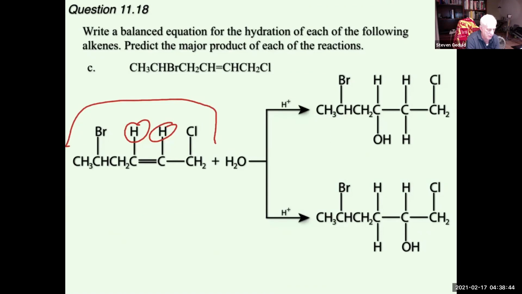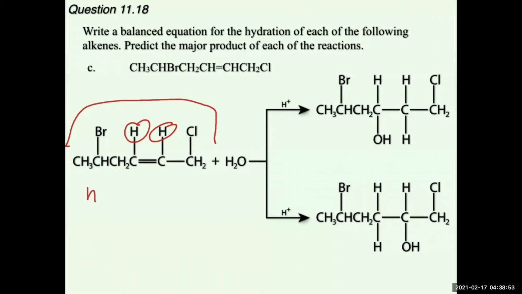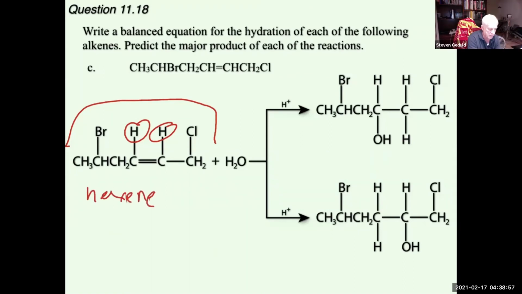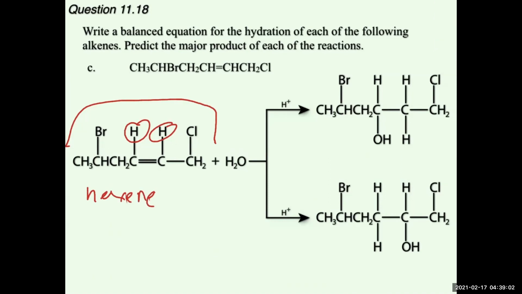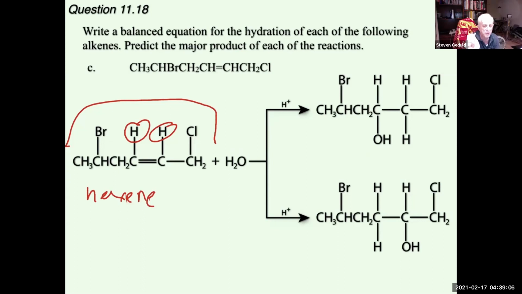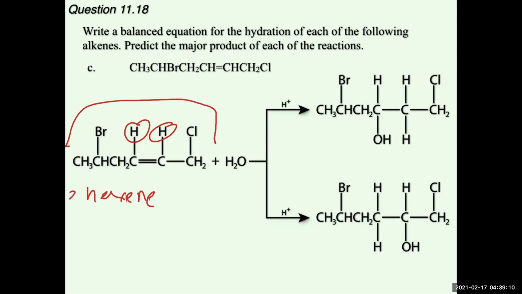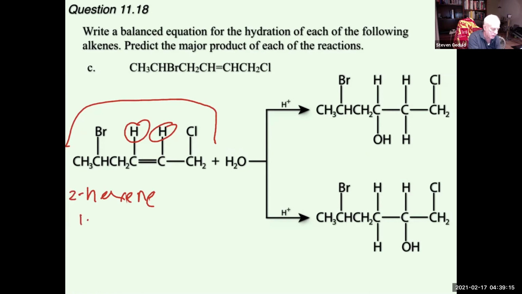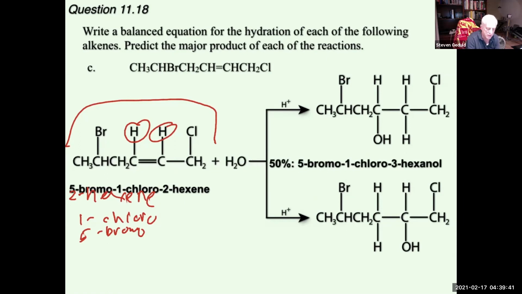What's the name of this thing? There's 1, 2, 3, 4, 5, 6 carbons, so it's hexene. Where's the double bond located? What number? You want to give the double bond the lowest number, so it's 2. 2, perfect. It's going to be 2-hexene. And there's a chloro at 1 and a bromo at 5. Put all that together: 5-bromo-1-chloro-2-hexene. That's the name we started with. And we said 50-50: 50% 5-bromo-1-chloro-3-hexanol, and 50% 5-bromo-1-chloro-2-hexanol.